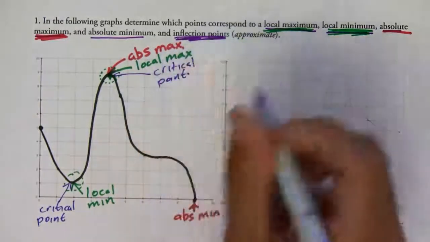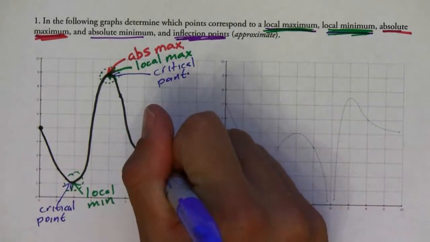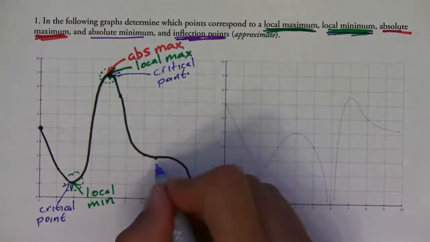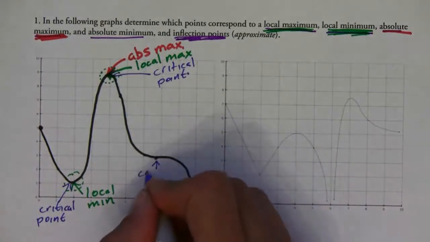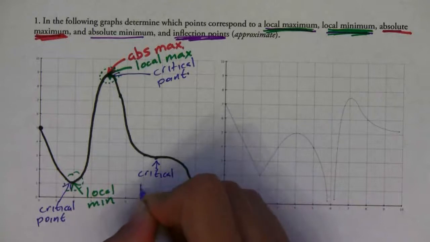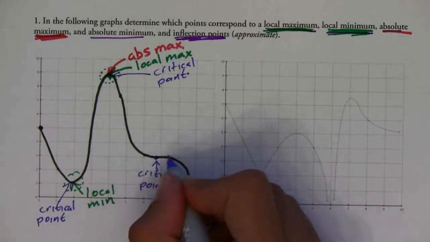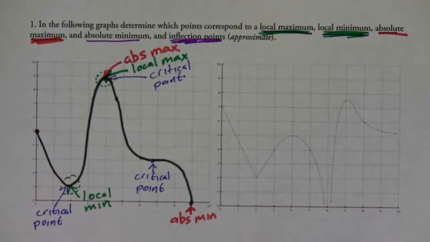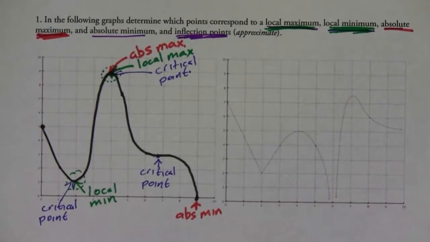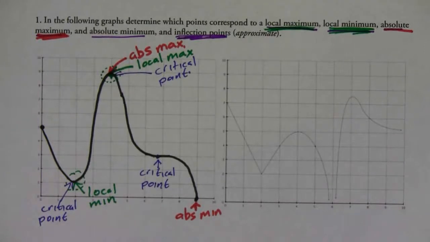But then you also have another critical point, and that's right around here at this flat spot. Even though it's not a local maximum or a minimum, this is a critical point because the first derivative is 0 right here, because the tangent line is horizontal. So I just wanted to note that, even though I didn't ask for it in the problem.